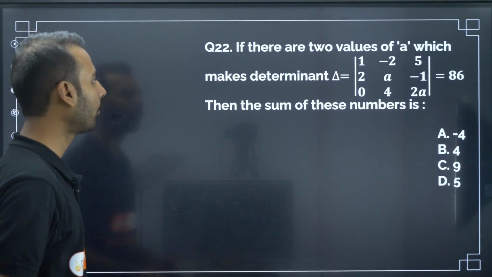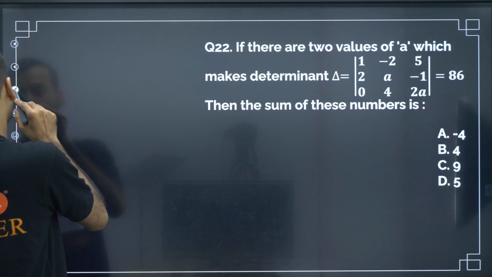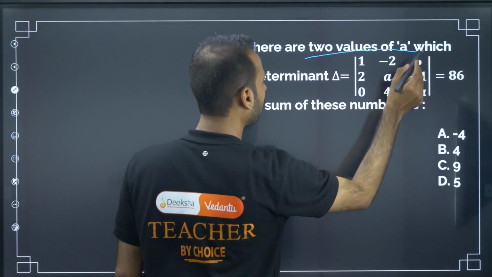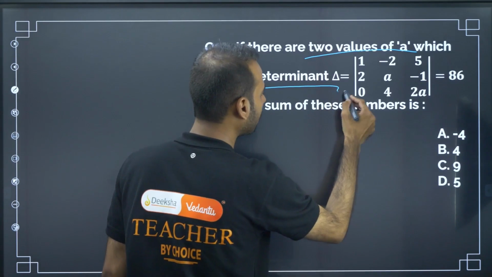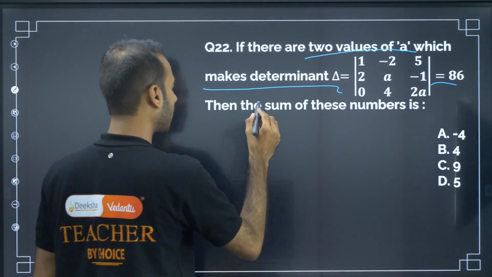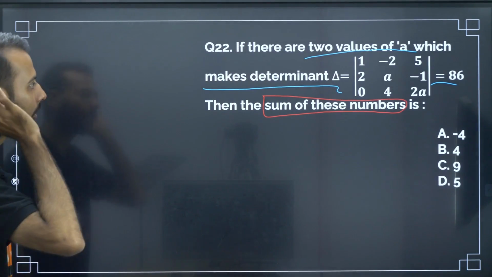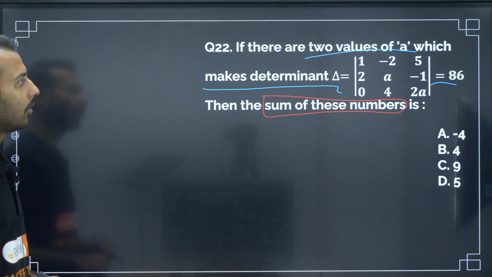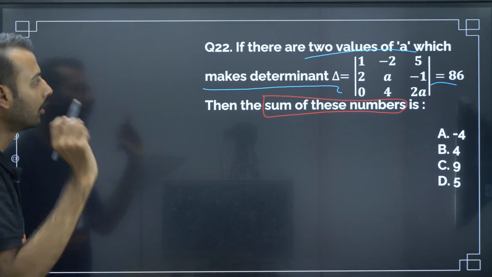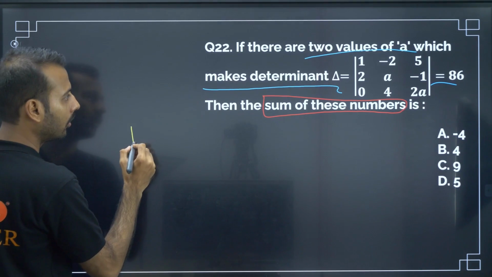There are two values of A which makes the determinant some value, then the sum of these numbers is, let me go through the question. What are they asking? What is the sum of these numbers? So if there are two values of A for which the determinant is this, we have to solve the determinant. How to solve the determinant?